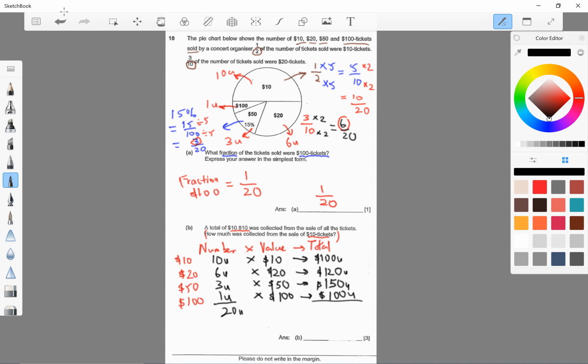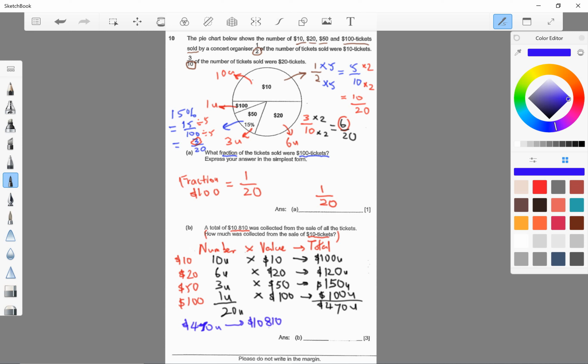And of course, I need to add everything up for the total value. So 100 plus 120 plus 150 plus 100. In the end, this will lead us to $470 U. If you are given a choice of using the calculator, please do so. Try to avoid mental sums as far as possible. So $470 U, I have to match it with the total value of $10,810, because this is the amount that was collected from the sale of all the tickets.